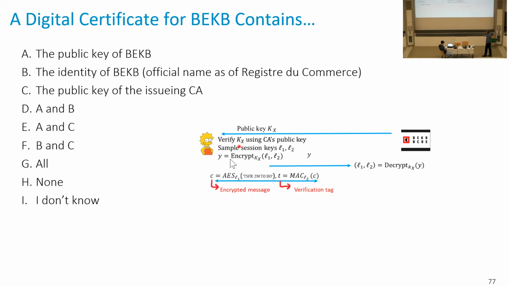Here we've seen that when Lisa receives the certificate from the bank, she will verify it with the CA's public key here, right? What do you think should be in this information that's received from the bank, which is called a certificate here? What do you think that should be received and used by Lisa's software here?